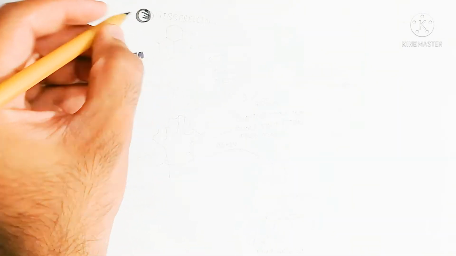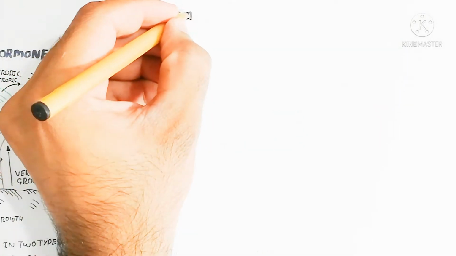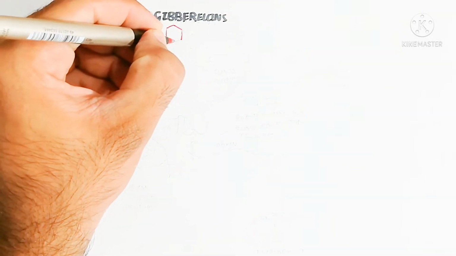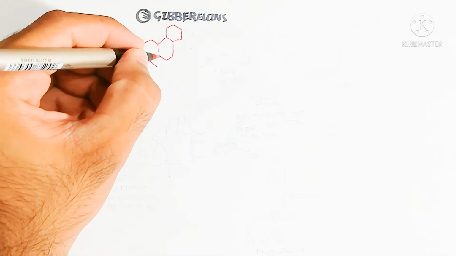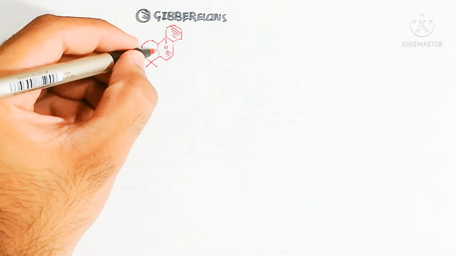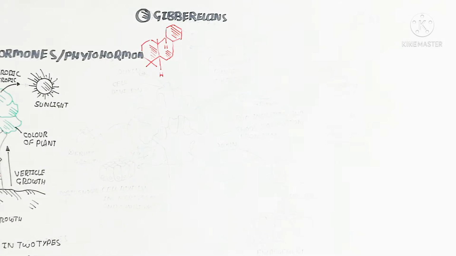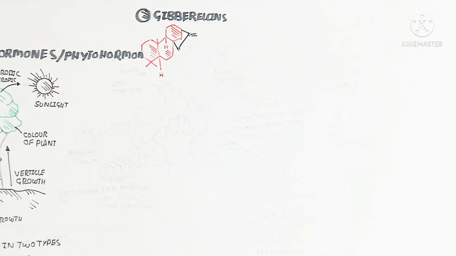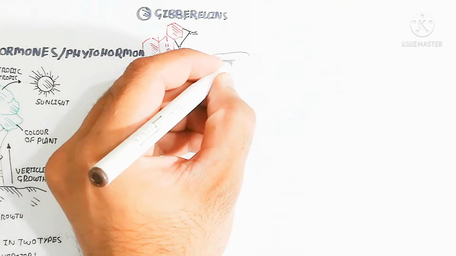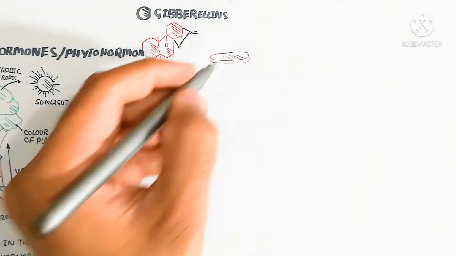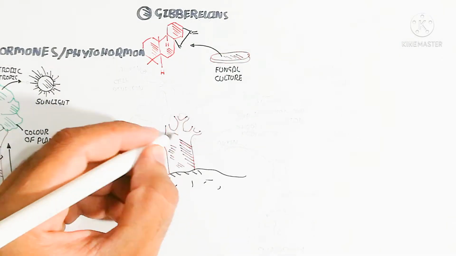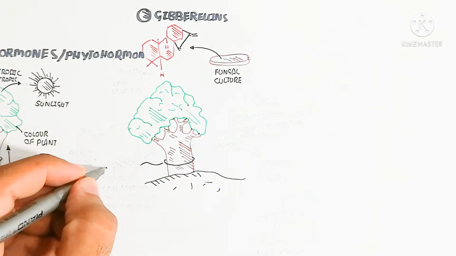One more thing we will discuss: next is gibberellin. The gibberellic acid formula looks like this, and it can be produced from fungal culture. It is part of every plant, and also algae and fungi, and you can say that bacteria do not contain gibberellin. Next we will discuss the effect on plants.